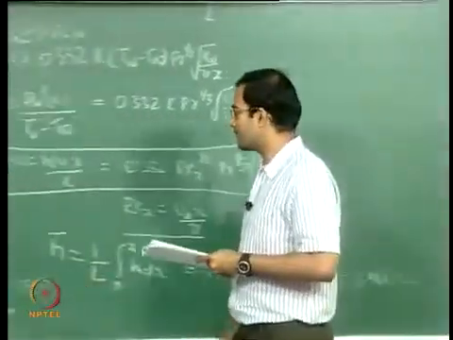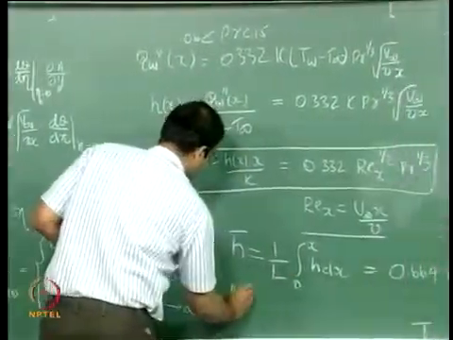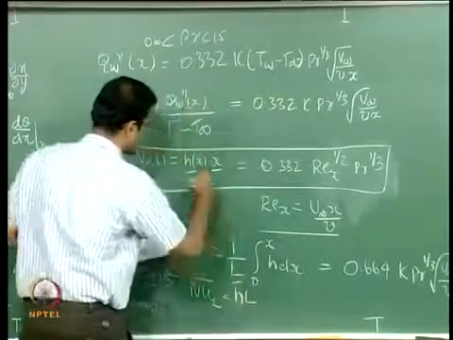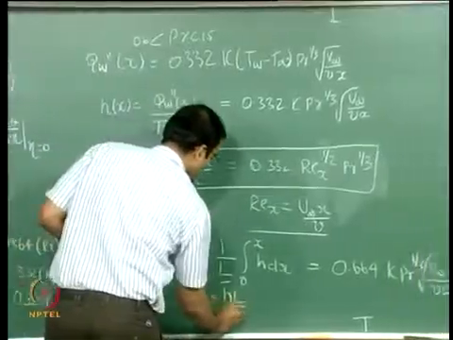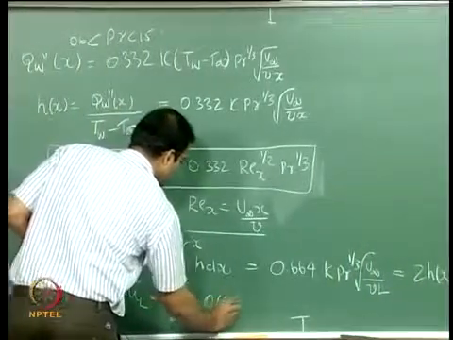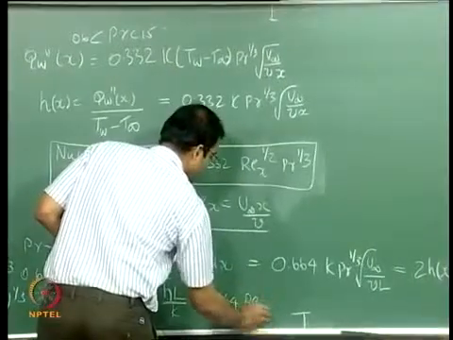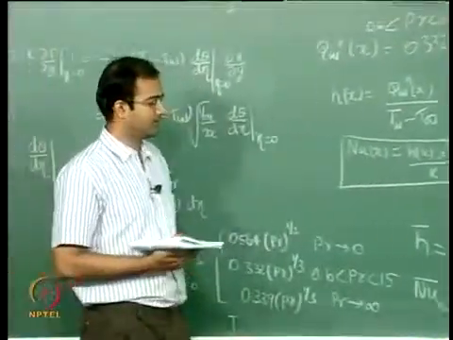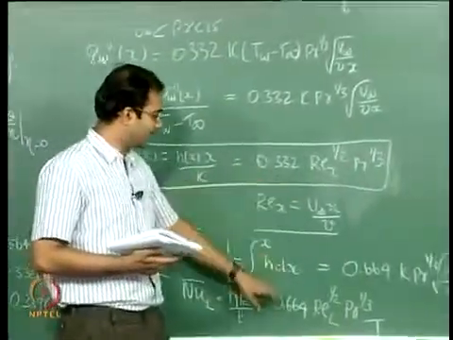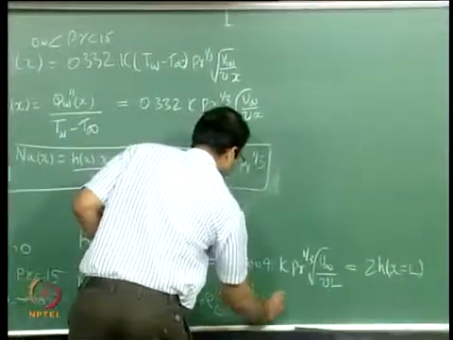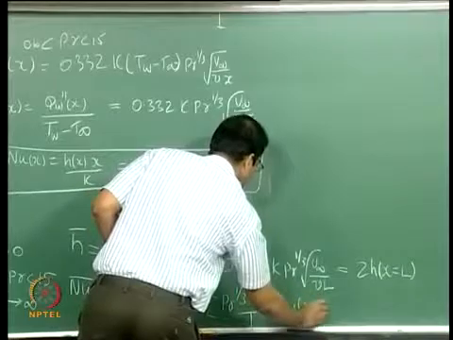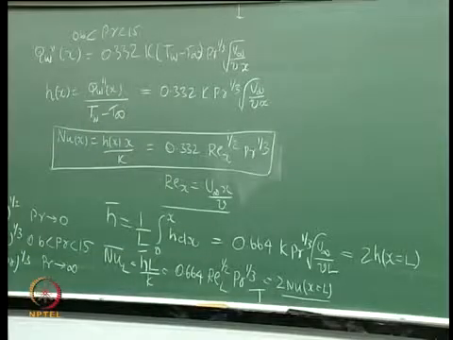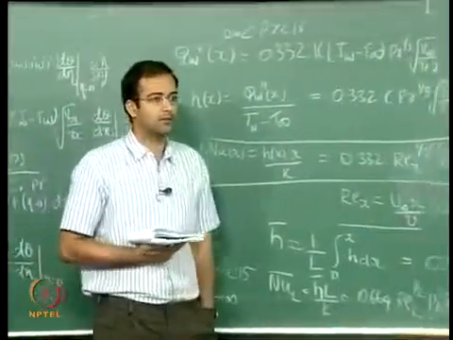Okay, now same way if you define an average Nusselt number for the entire plate, depending on the average heat transfer coefficient and based on the length instead of the local coordinate, you will be getting 0.664 into Re based on the length and Prandtl number 1/3. Okay, so this is exactly twice that of Nusselt number at x is equal to L. All right. Okay, so these are some correlations which are familiar to you, so I am not going to spend too much time.